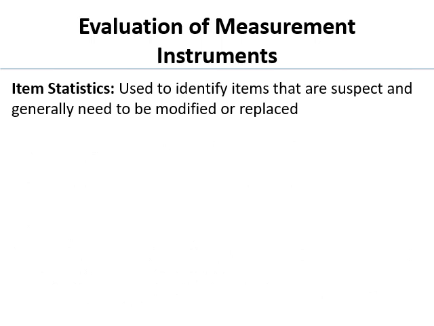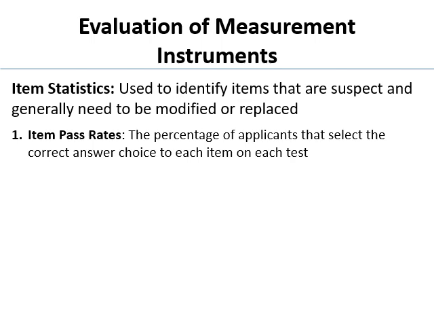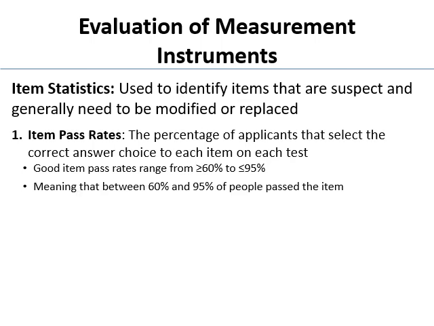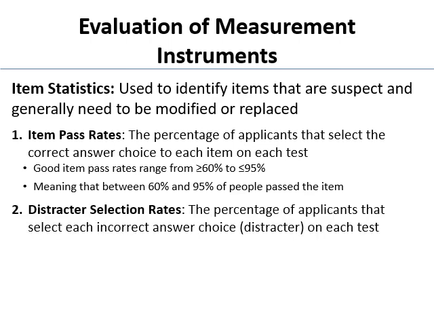So those are your test statistics. Now let's talk about item statistics. These are about individual items or questions on an exam or a questionnaire. So we have item pass rates. Item pass rates are the percentage of applicants that select the correct answer choice for each item. So that's the percent who pass each item. Good item pass rates are somewhere from 60 to 95%, but not less than 60 and not more than 95. So that means 60 to 95% of people pass the item.